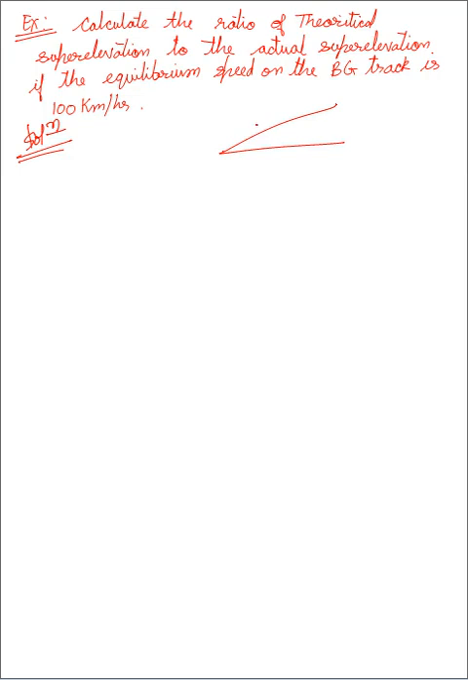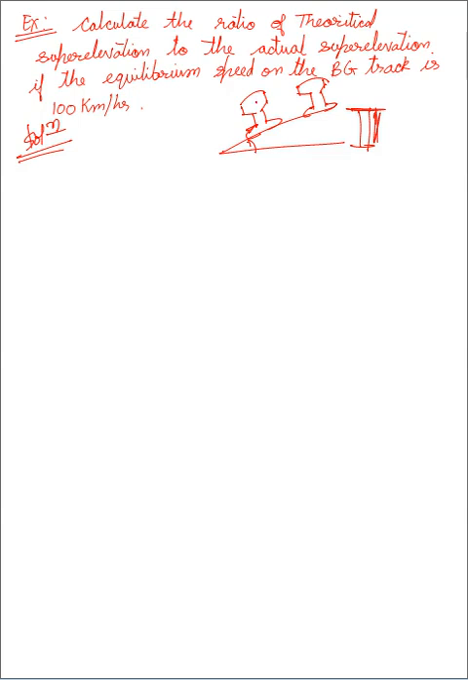So suppose this is your railway track, right? I am just drawing so that you will be able to understand. Just to counteract the centrifugal force, you have to raise this outer edge by a certain amount. So this is your super elevation. So you have to raise this outer edge by some amount to counteract the centrifugal force. So these are your rails.